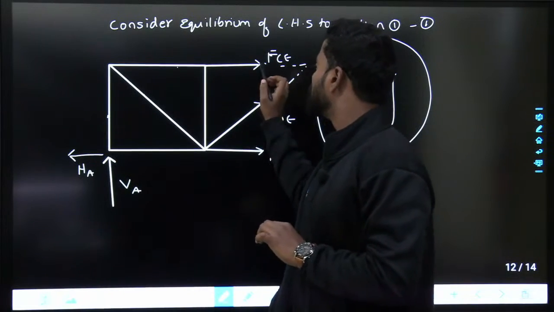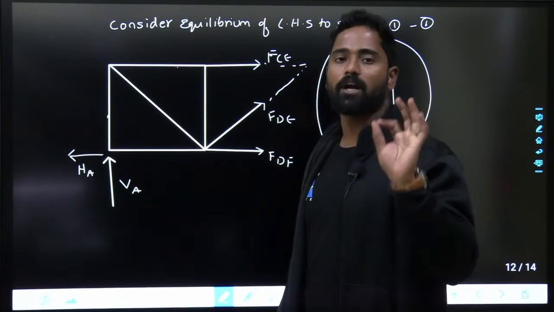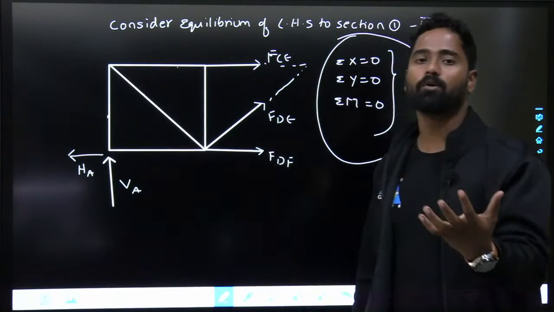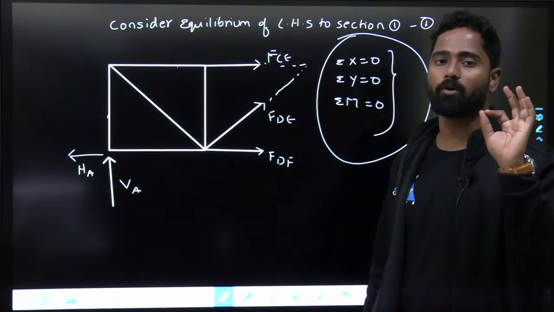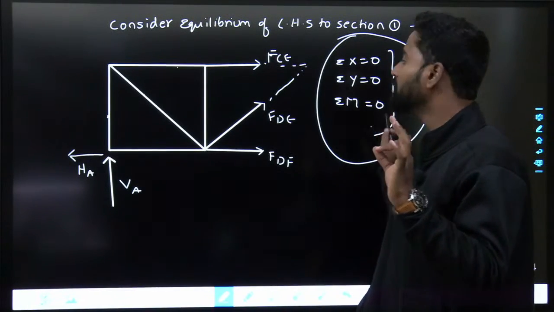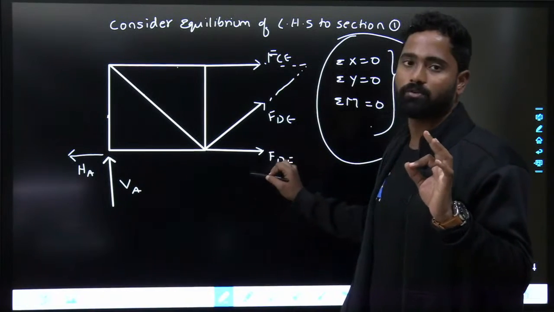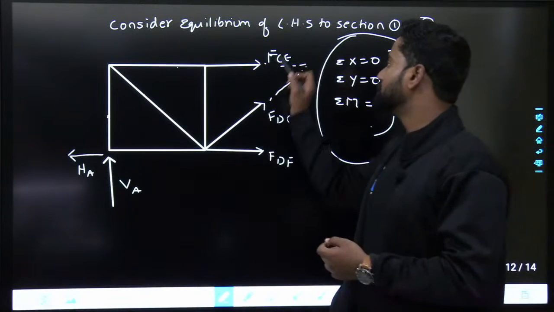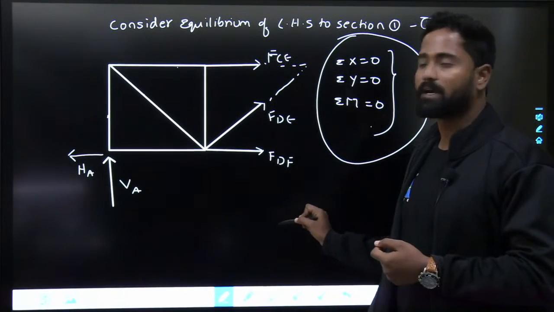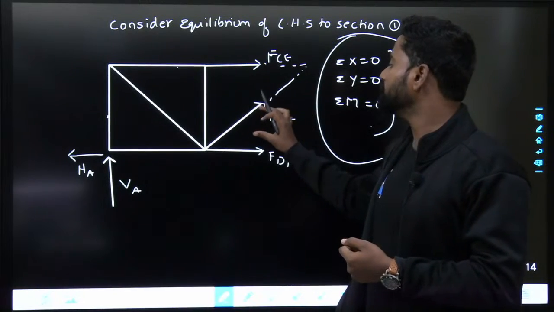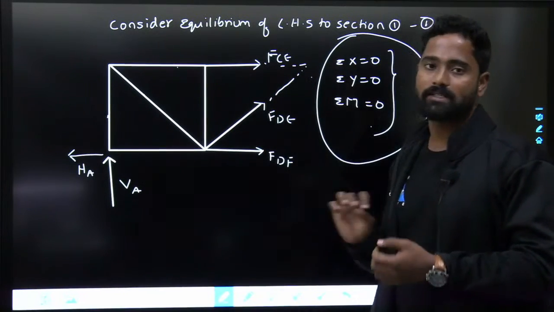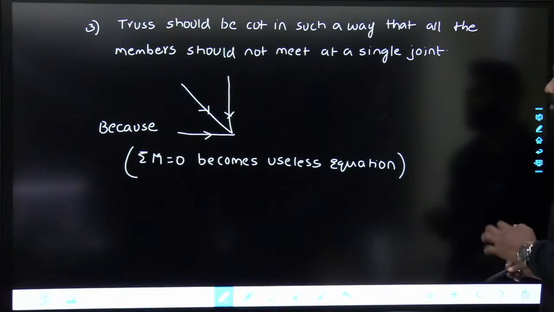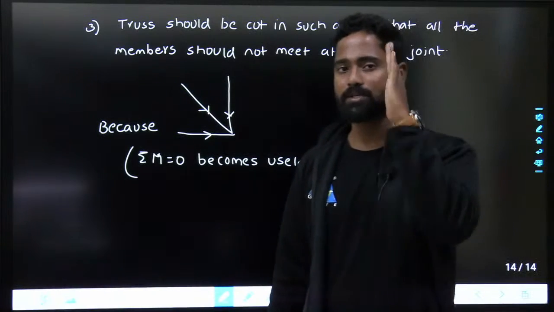Next one is you should not cut more than 3 members. If you are cutting 4 members, then what happens is we are having only 3 equations of equilibrium. By using 3, we can only find out 3 forces. We can't find more than that. Next, it should be cut in such a way that all the 3 members should not meet at a single joint. If it meets at a single joint, then sigma M becomes a useless equation. You should always keep this in your mind.